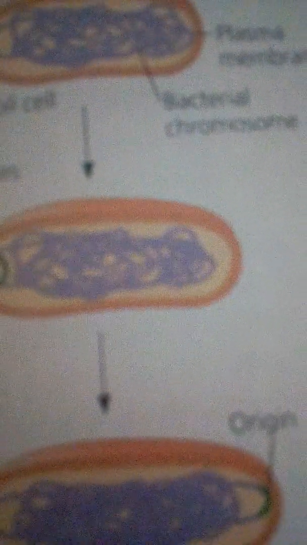The process of cell division begins when the DNA of the bacterial chromosome begins to replicate at a specific place on the chromosome called the origin of replication.